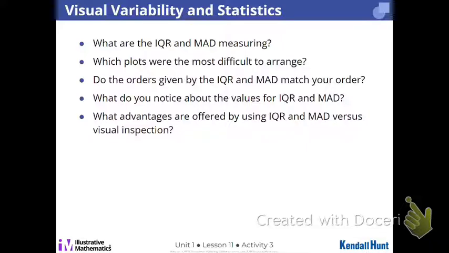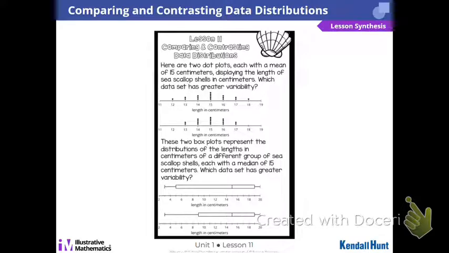Either way, I'm going to get a number, and I can use the number to say it's this spread out compared to this. And it's so nice not to just have to look at it and guess. We can get a number that says how variable it is, and then it's much easier to compare stuff like you did with the card sort. So you're going to do the lesson synthesis with your partner. You're just going to say which one has greater variability, and I'll go over them in 2 minutes.